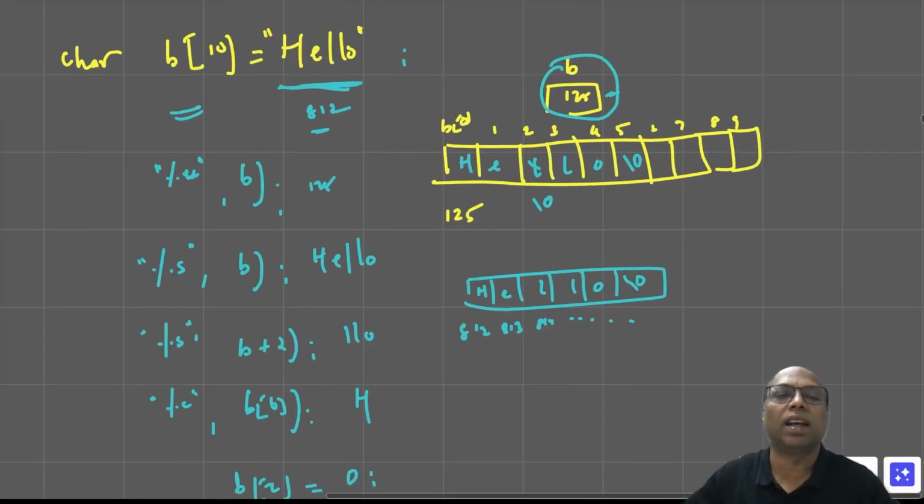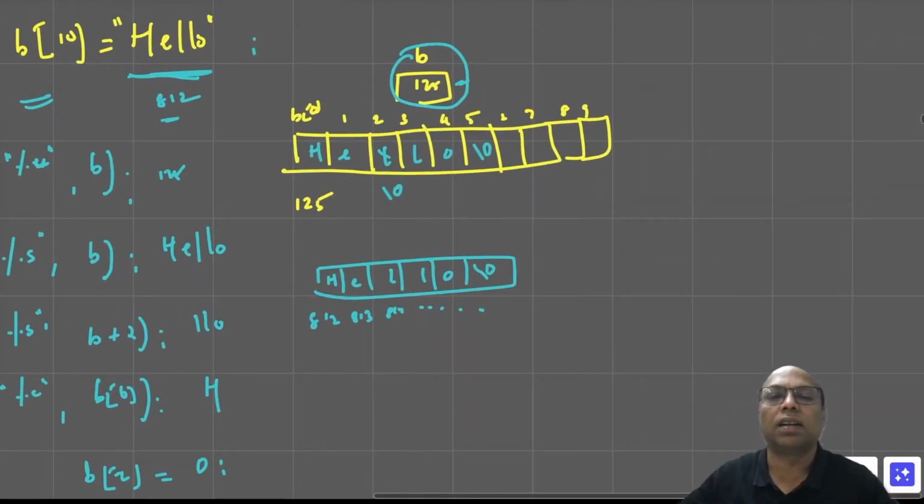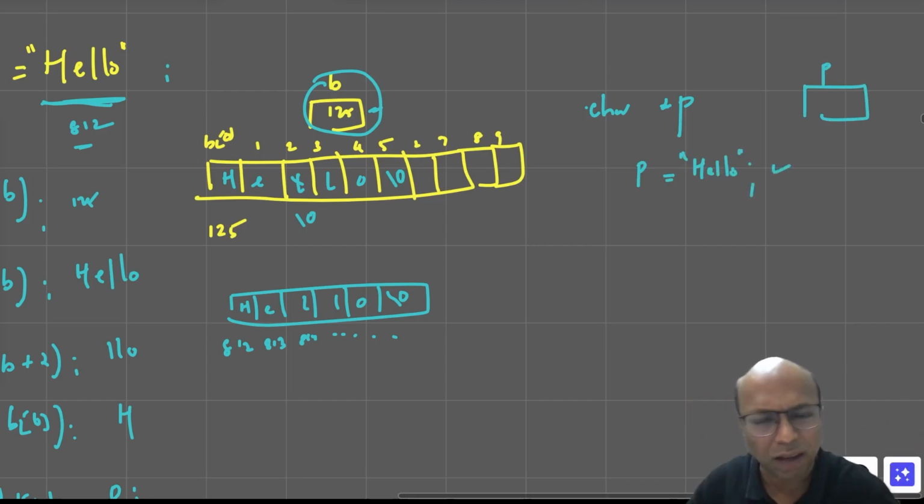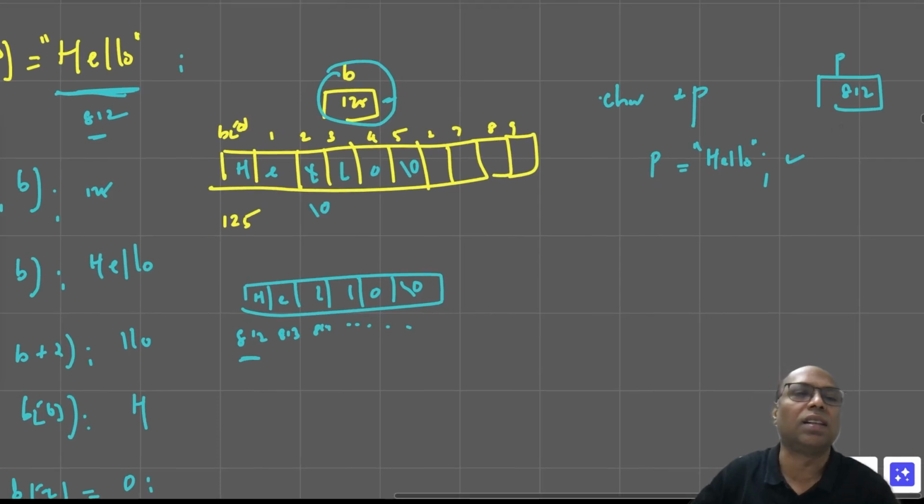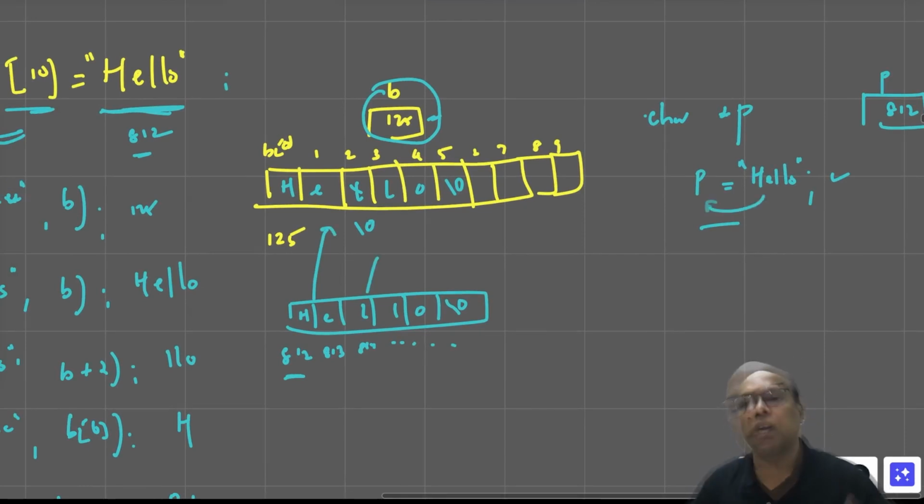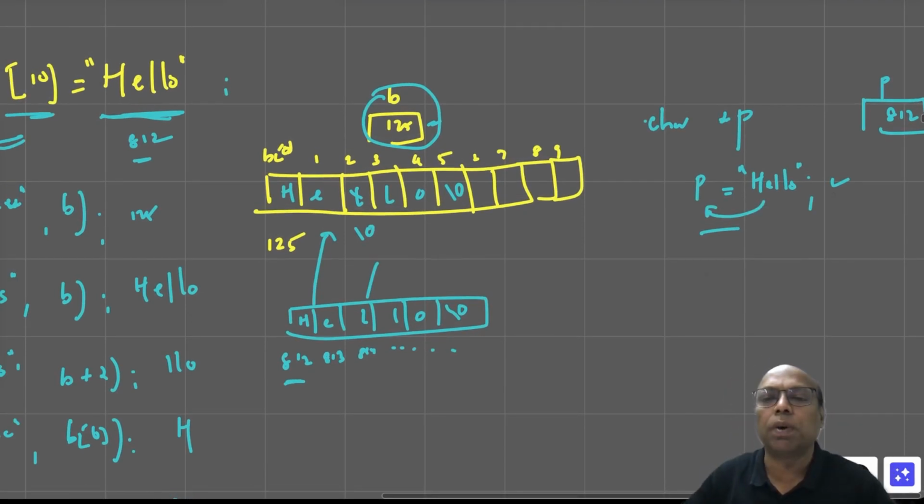Okay, sir, then can I say it like this? Can I say character pointer P? By this you created a pointer called P. Can I say P is equal to "hello"? Yes. Sir, P is not an array. No, P need not be an array. What is P going to hold? The address of the constant 812. So what is the difference between this line and this line? Here it was taking the content and copying inside the array. Here it is copying the address in P. Understand the significant difference. If I say percentage S with P, I'll get hello.